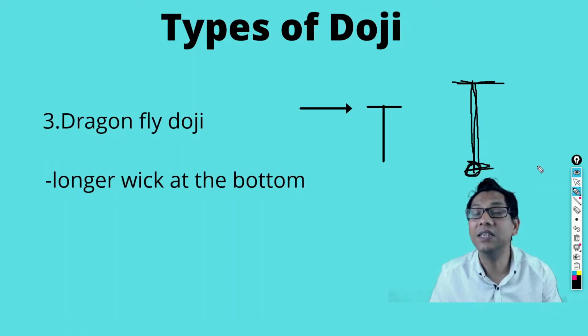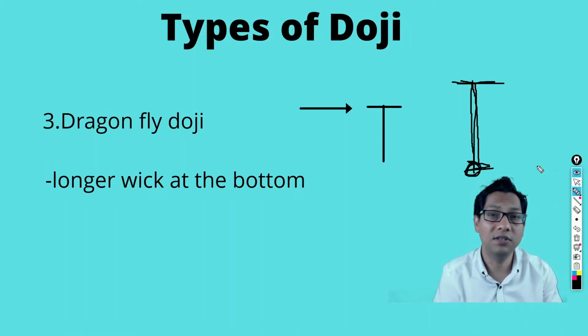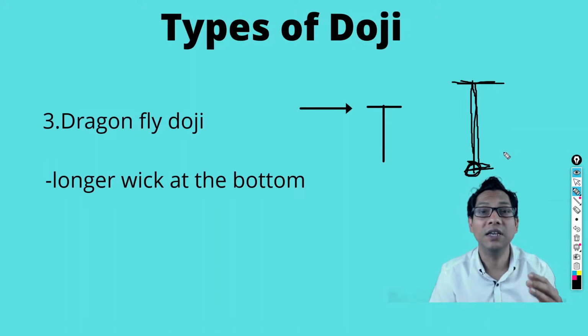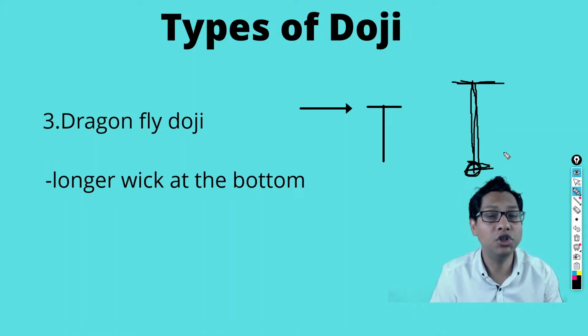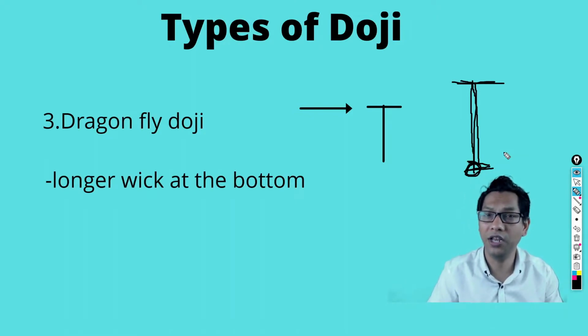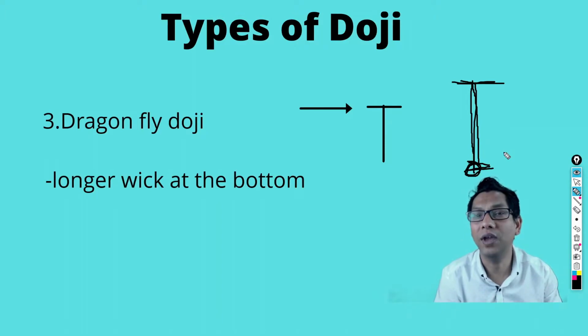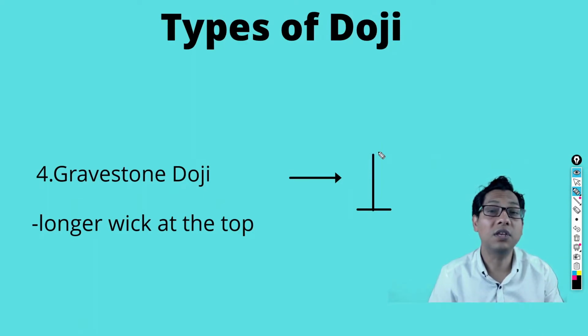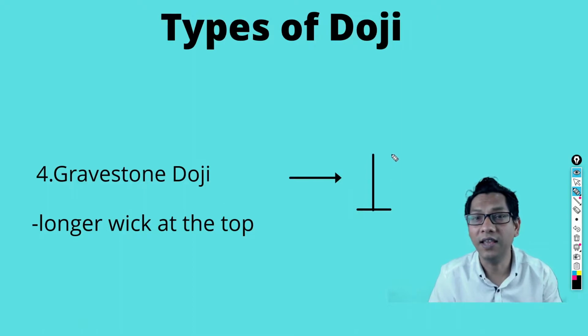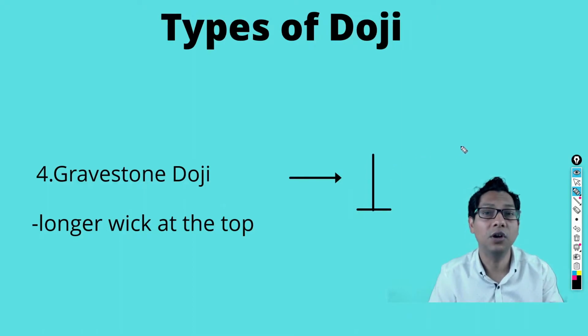Now this is a rejection of lower price. Most people will tell you that when you see a dragonfly doji, it's a buy signal. That's not right. Dragonfly doji can be a buy signal or can be a sell signal. I will show you later in this video how you can find out whether it is a buy or sell. Okay, the fourth type of doji that we will be learning is called the gravestone doji.